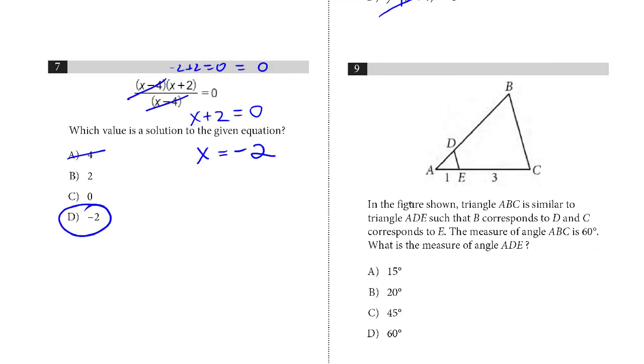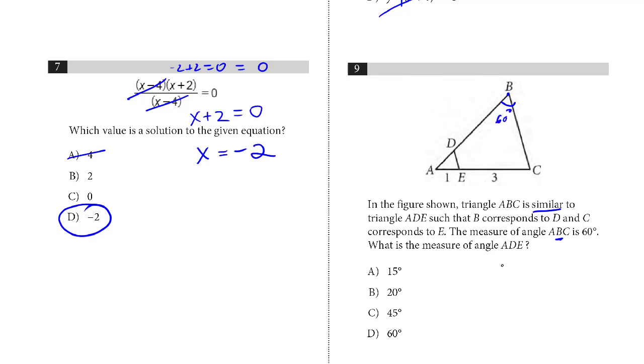Okay, number 9. Right away I can see we're looking at what is probably similar triangles. And let's take a look. ABC is similar to ADE, they're telling us. So this triangle is similar to that triangle. The measure of ABC, that is this angle here, the B is the vertex, that's 60 degrees.